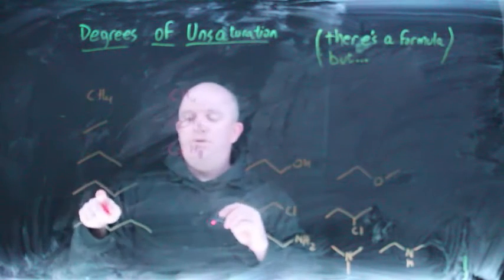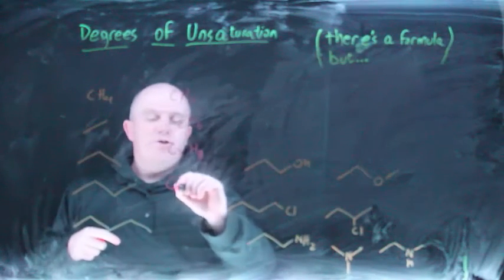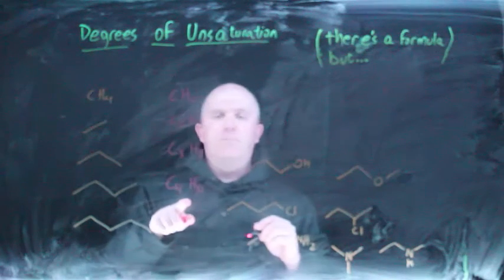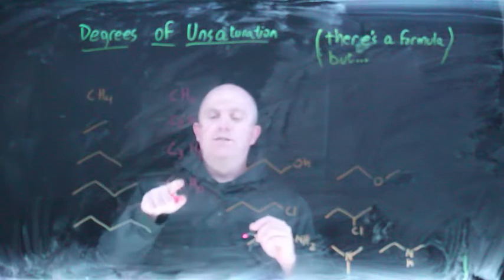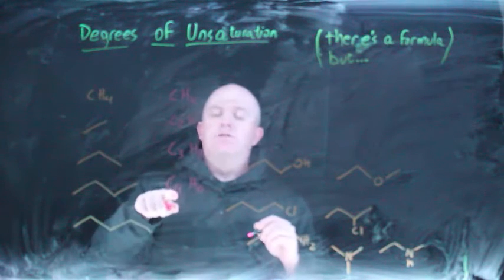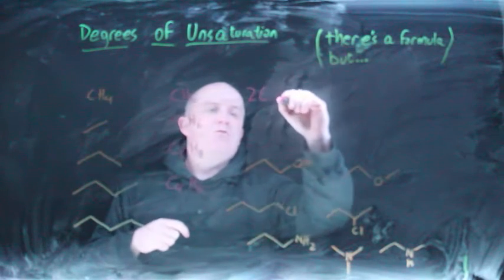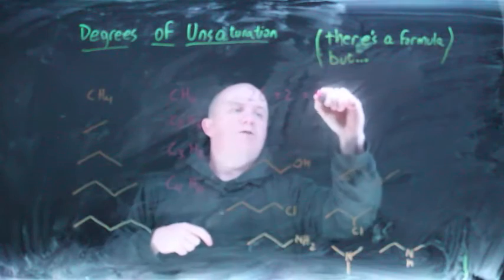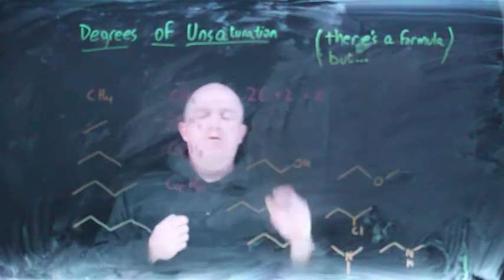And you can keep going, and I'm sure you're going to notice a pattern developing over time, but the total number of hydrogens is always 2 more hydrogens than twice the number of carbons. So in other words, 2 times the number of carbons plus 2 is the number of hydrogens bound. And that's what I'm saying. There's a formula. You can figure this out.